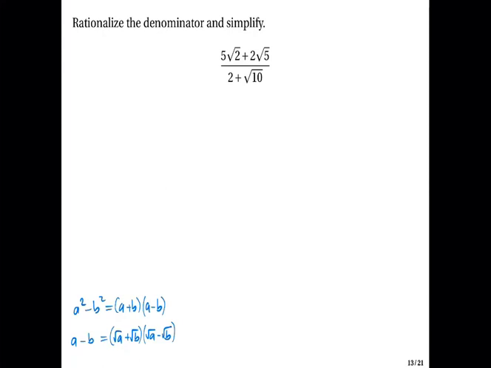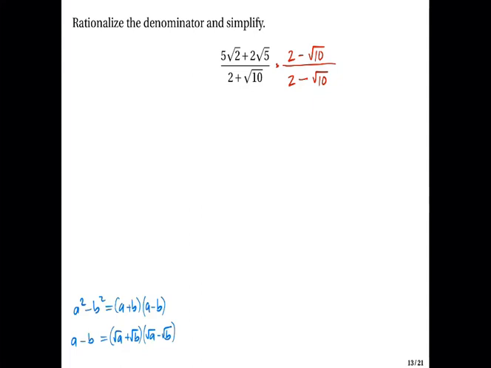So meaning, here, in this particular expression, the denominator is 2 plus square root of 10. The conjugate is 2 minus square root of 10. So if you are going to multiply 2 minus square root of 10 in the denominator, you multiply also the numerator with the same expression. 2 minus square root of 10. Okay?